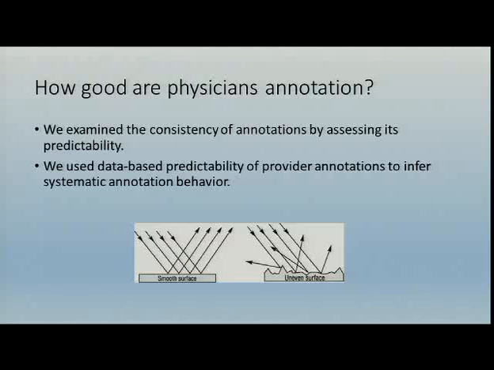Whereas, and I'm giving an example of a reflection of rays here. So if you have a smooth surface and all the data is coming in and being reflected consistently, systematically, the reflection will be in one direction. Whereas on the right side, with an uneven surface that reflects a more heterogeneous, inconsistent behavior, the rays will go in different directions when you're getting the same data. So we wanted to see what the predictability of that annotation is like.